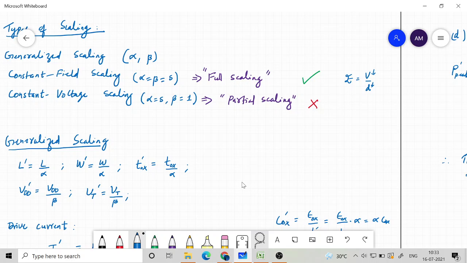So everything is scaled by the same factor, by alpha. They will cancel each other, and the electric field will remain the same. So this is also divided by alpha, this is also divided by alpha, so we get V by T. The new electric field is the same as the old electric field. So that is constant field. Whereas in constant voltage, the voltage will remain the same and the dimension will go down, and then the electric field is going to rise. So that's not good.